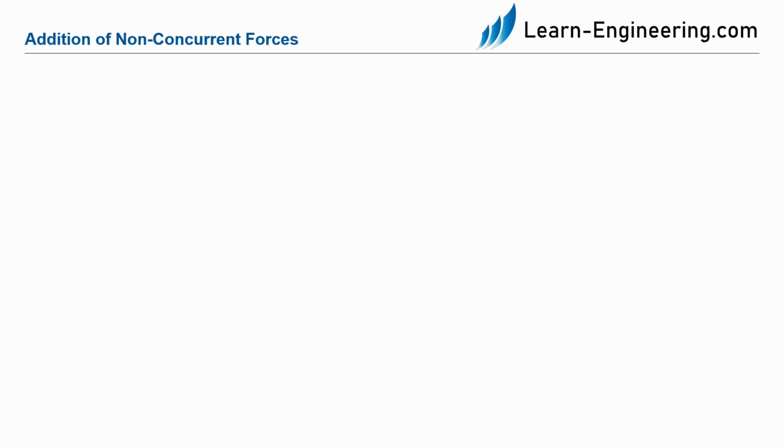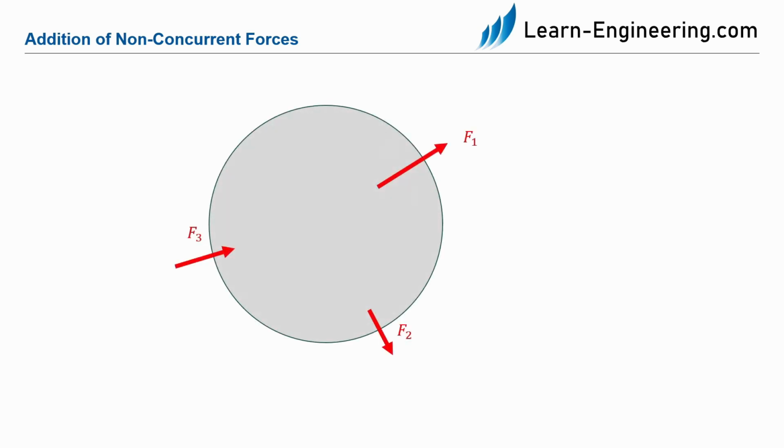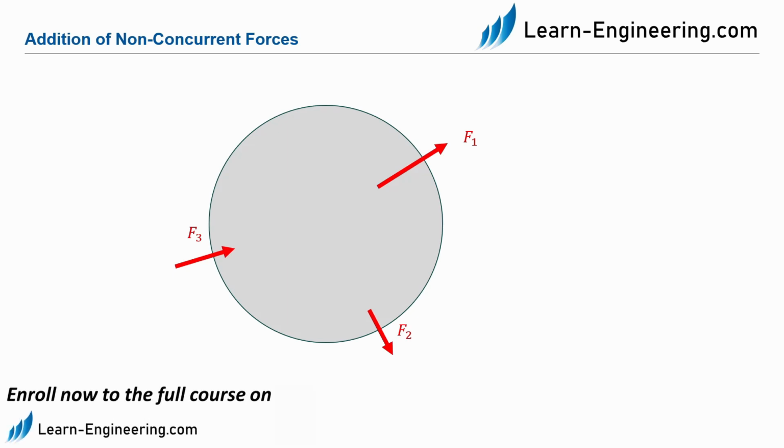In this example, we have a body on which three forces act, F1, F2, and F3. These forces have a special property that their line of action intersects at one point, in this example the point 0. As we have already learned, such forces are called concurrent forces, and we know that these forces can be added by the force polygon.